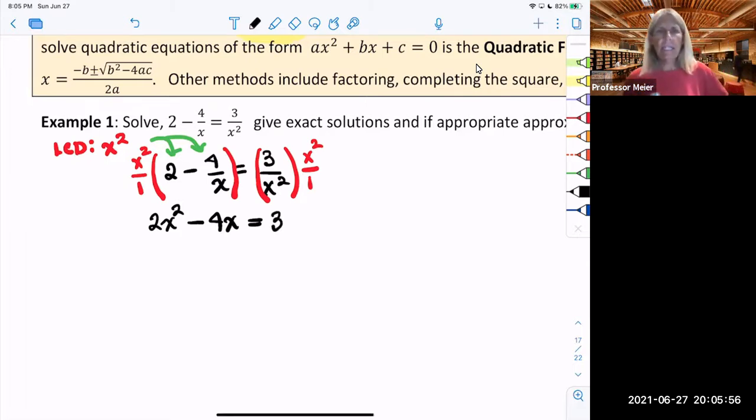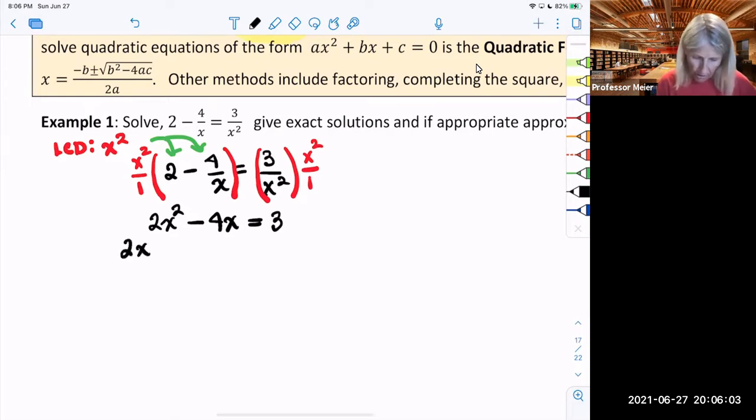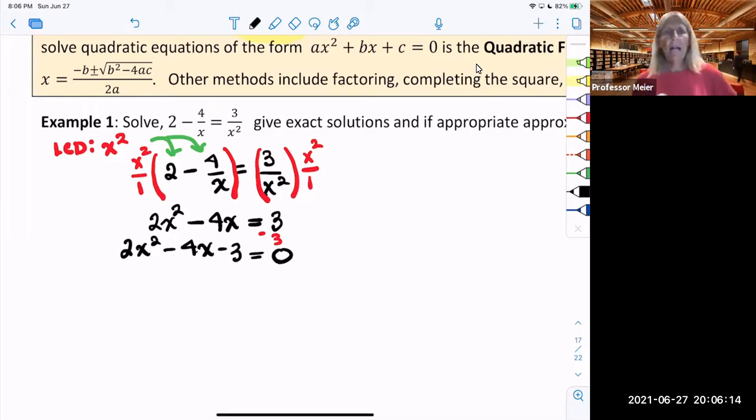All right, so this quadratic is now in a better form. To solve it, we're going to get it equal to 0. So we're going to move that 3 over to join the 2x squared and the minus 4x. To bring that 3 over, we're going to subtract 3, so we have minus 3 equals 0. We always get our quadratics equal to 0. Once we do that, we can either try factoring, see if our quadratic factors by the AC method, or whatever other methods you like for solving quadratics.